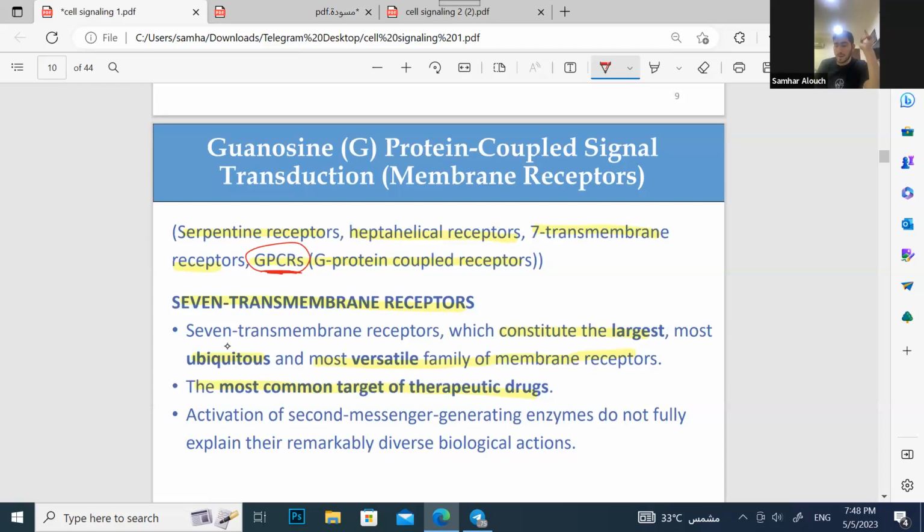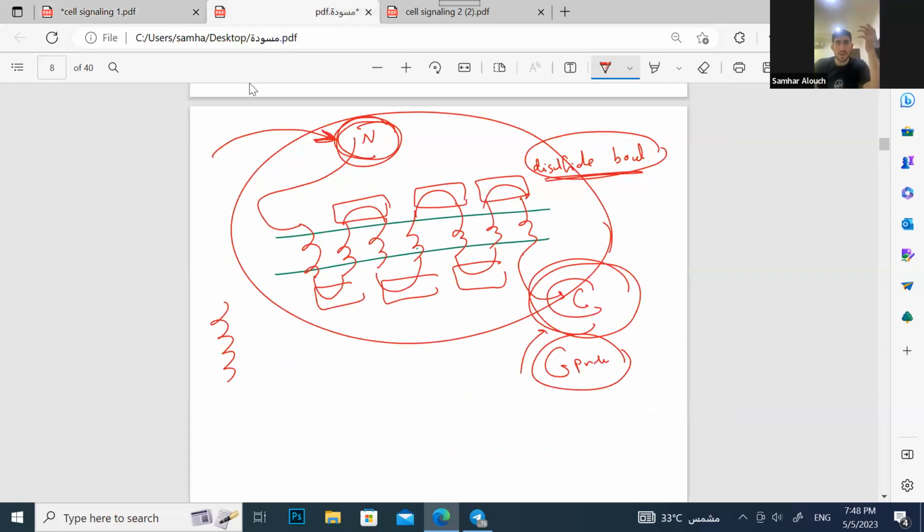Okay. The second name is 7 transmembrane receptors because it has 7 helicals that are passing through the membrane. Third thing is heptahelical. Hepta means 7. Helical is the helical structure. And since it has 7 helical structure, it's called heptahelical receptor. And the last thing is serpentine receptor, which is coming from the word serpent, which is like a snake. So it looks like a snake. So it's called serpentine receptor.